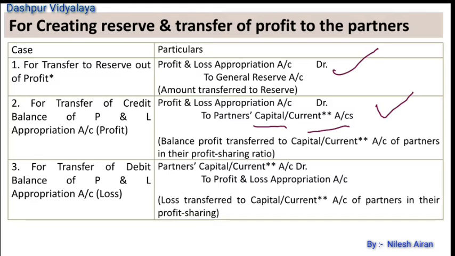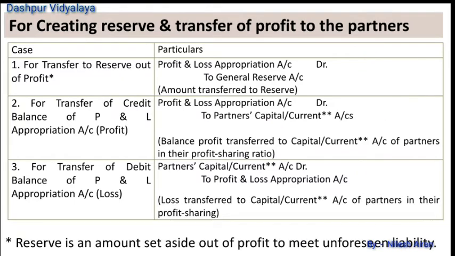Here, when there is a loss, we know that due to the loss, the capital is reduced. When the capital is reduced, it is debited. So partners' capital or current account debit to profit and loss appropriation account. We know that reserve means an amount which is set aside out of profit to meet the future requirements.